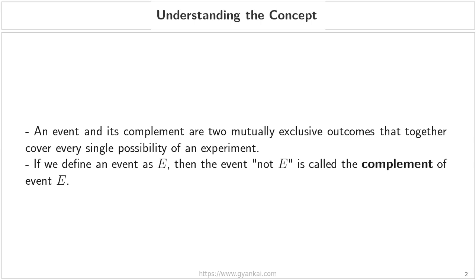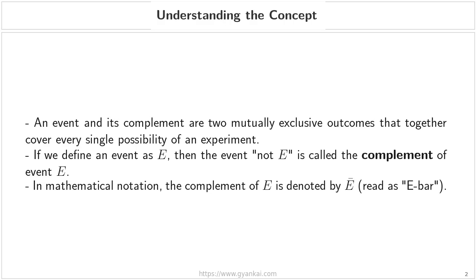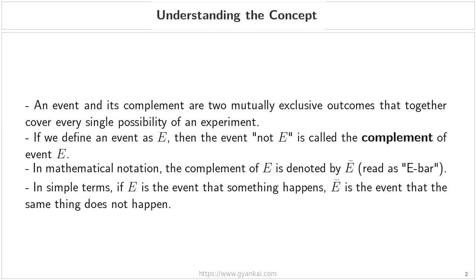To make this easier to work with, let's use some mathematical shorthand. If we define our primary event as E, then the event representing not E is what we call the complement of event E. In mathematical notation, we represent this complement by placing a small bar over the letter, written as E bar. If you find the notation a bit abstract, just think of it in the simplest terms possible. If E represents the event that something happens, then E bar represents the event that the exact same thing does not happen. As we will see in the next slide, this relationship is the key to using a very powerful formula for solving probability problems.